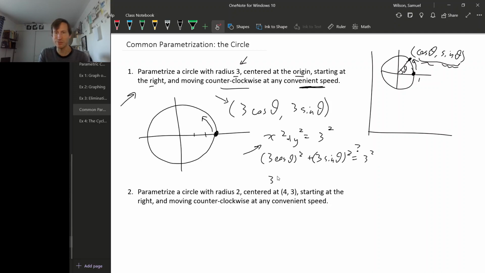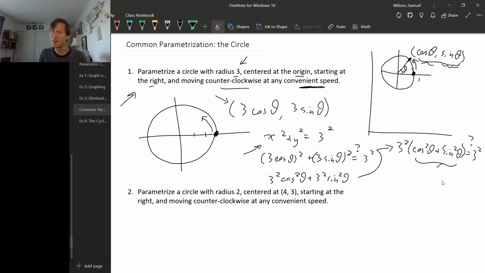So this is 3 squared cosine squared theta plus 3 squared sine squared theta on the left-hand side, but that's 3 squared times cosine squared theta plus sine squared theta. And remember, we're checking if this is equal to 3 squared. But cosine squared plus sine squared is 1. So this is 3 squared equals 3 squared. All right, so now we can ask ourselves, for what values of theta was this point on the circle? Well, this equation is always true when we plug in our parametric curve.